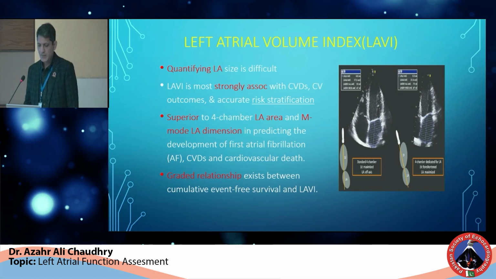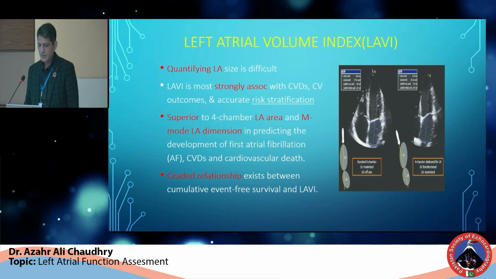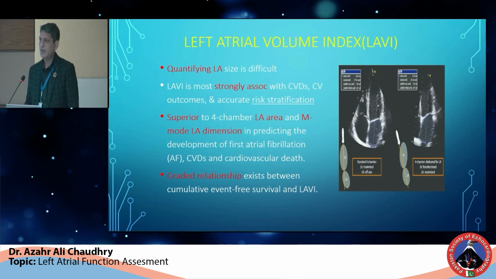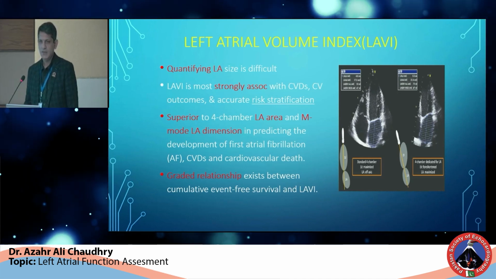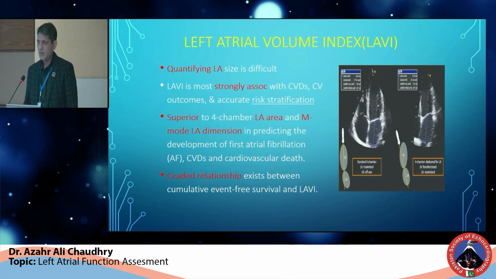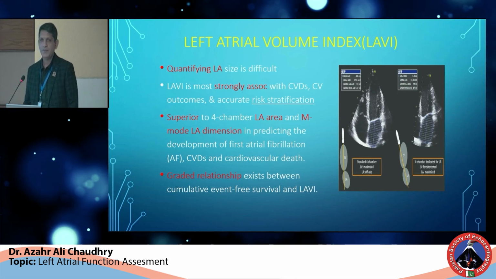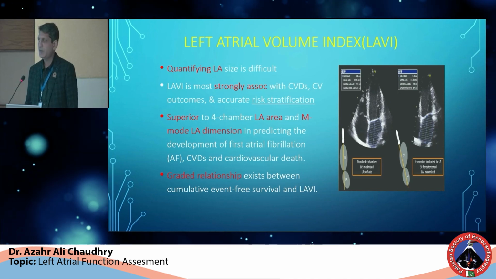LA dimensions are measured in the apical 4-chamber and 2-chamber views, and from the cardiac MRI studies, we know that the long axis of the left atrium is not aligned with the long axis of the left ventricle. So to acquire these images, in order to have a true left ventricular atrial assessment, we need to have an optimized left atrial view.